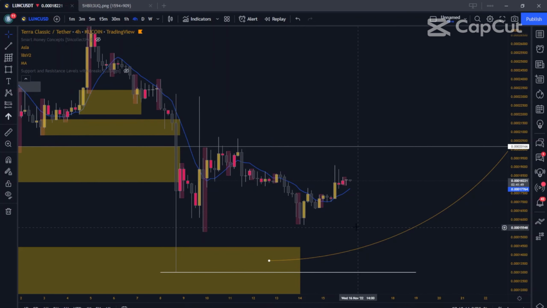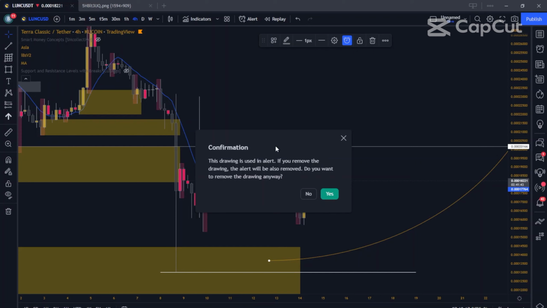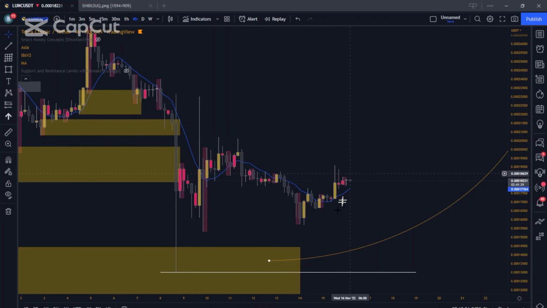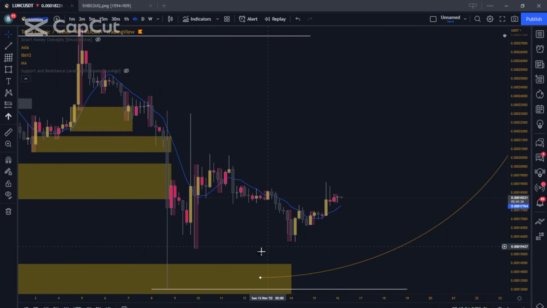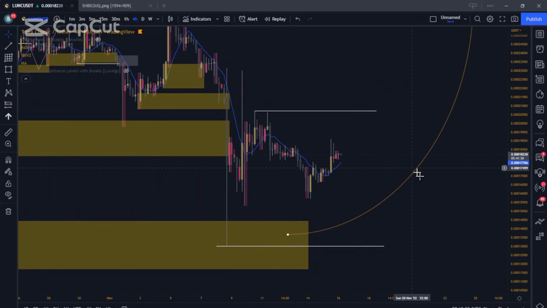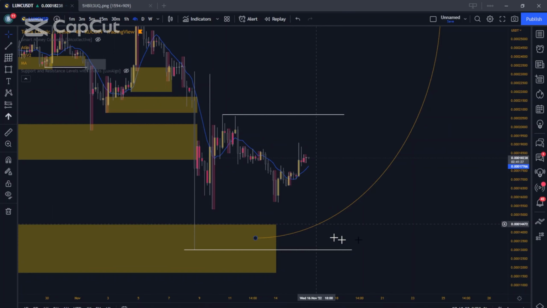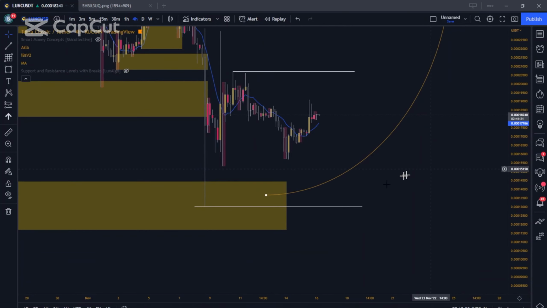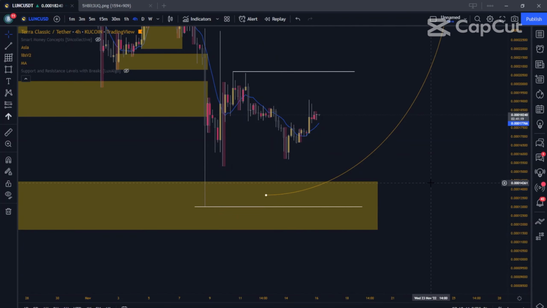Luna still busy ranging. I'll wait for this high to go before I look for longs, but I'm still expecting shorts. I was looking at buying yesterday, but I'm like, nah, I'm gonna be patient and wait for it to come back down to like this level before I buy more.